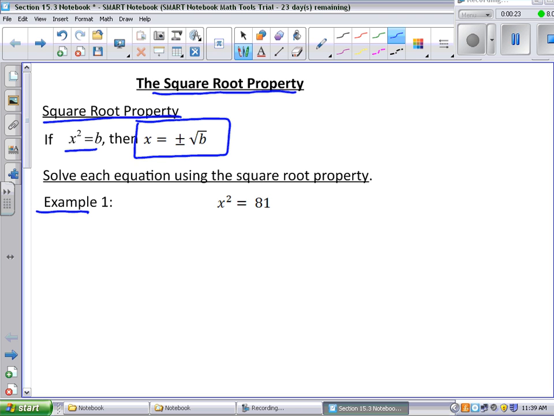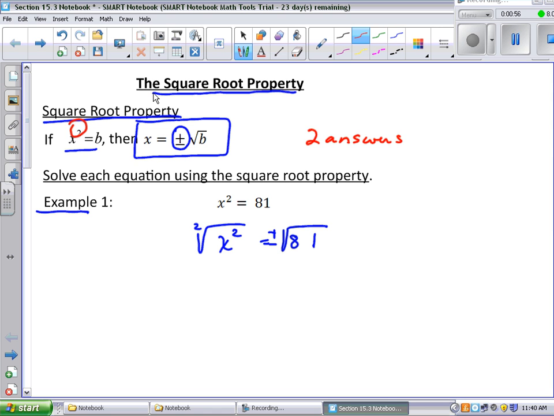Example 1. x squared is equal to 81. Now when I use the square root property, that means I'm going to take the square root of both sides. If I take the square root of the left side, I'll have the square root of x squared equals plus or minus the square root of 81. Remember that when I use the square root property, I have to have a plus or minus, and that's because the highest exponent, the degree of the polynomial, is 2, which means I'm going to have 2 answers every time.